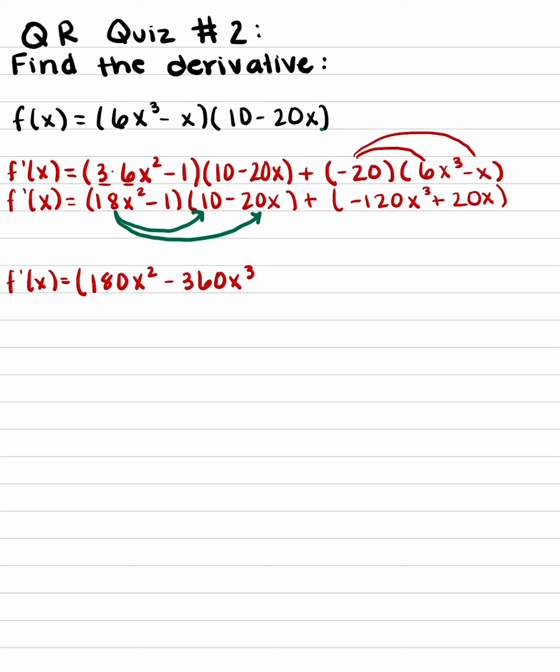Now we move on to the negative 1. So negative 1 times 10 just gives us negative 10. And then negative 1 times negative 20x gives us positive 20x, minus 120x cubed plus 20x. And now we just combine all the like terms, right?